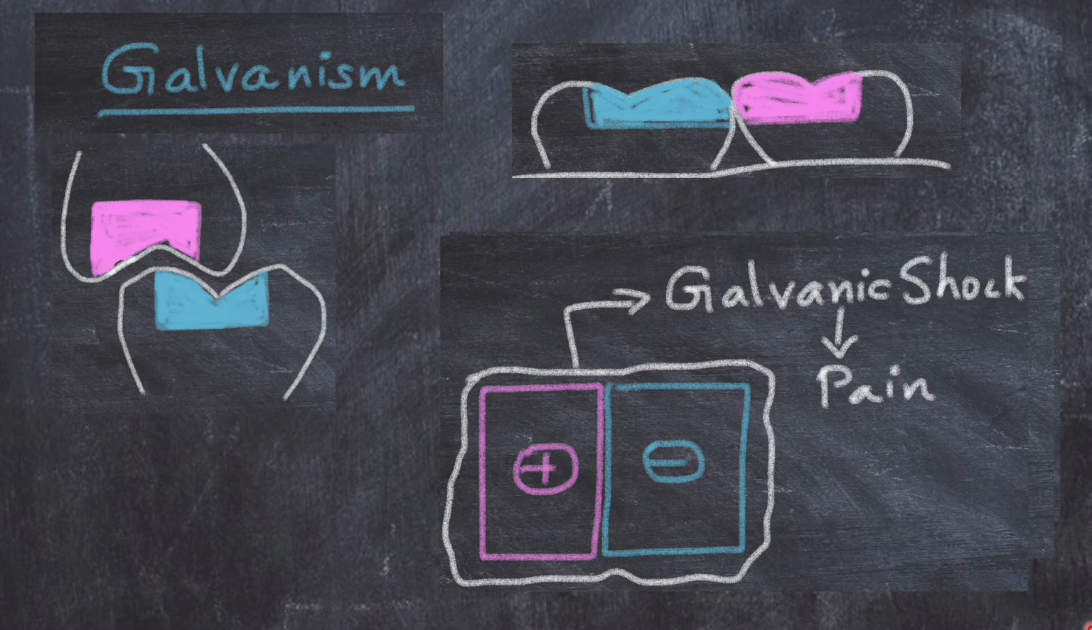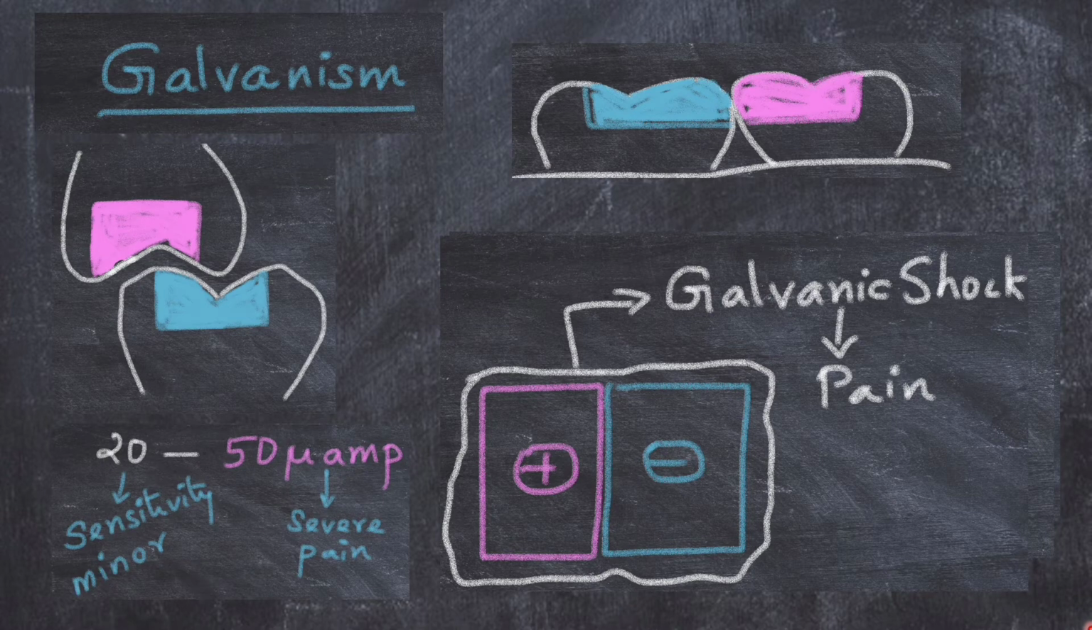Now, people have different responses to this. This is mainly because the current produced can be from 20 to 50 microamperes. So either the patient will develop a minor sensitivity, that is, the current produced is very low, or it can be severe pain because the current produced is very high.